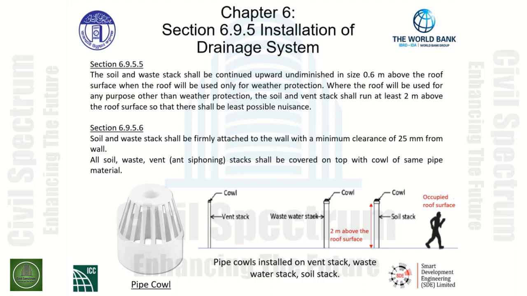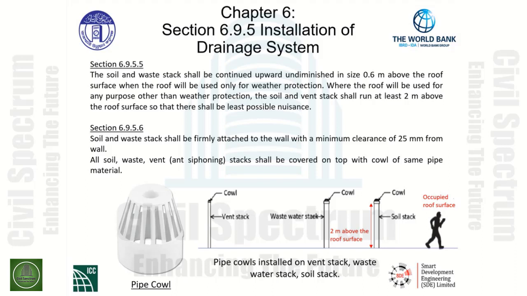Where the roof will be used for any other purpose other than weather protection, the soil and vent stack shall run at least 2 meters above the roof surface, so that there shall be least possible nuisance.